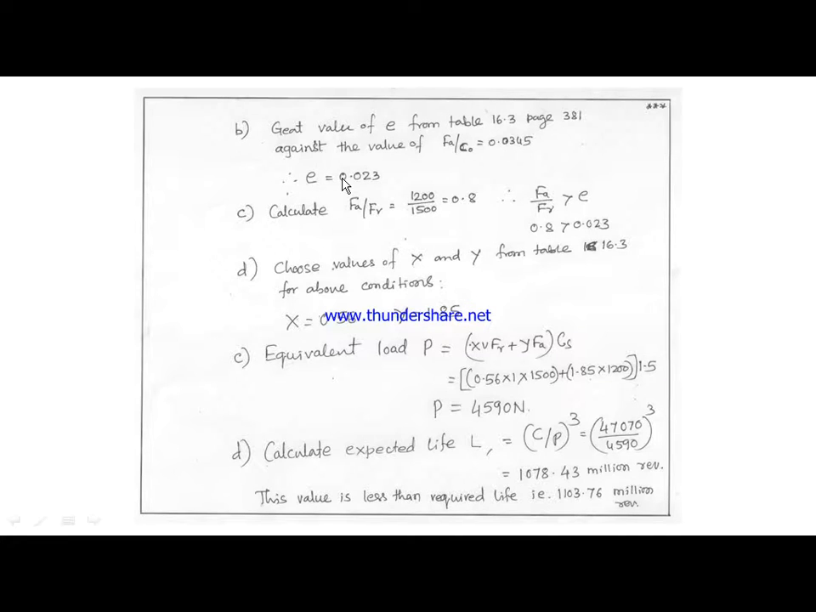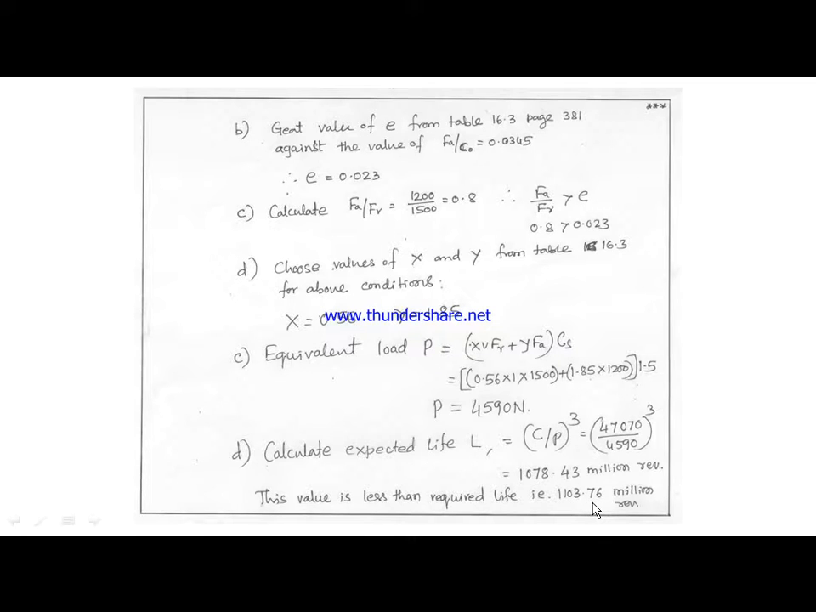Compare this with the value of e. So Fa by Fr ratio is greater than e. For this condition, get the value of X and Y for this bearing. There X equal to 0.56 and Y equal to 1.85. Calculate the equivalent load: 4590 Newton. Then calculate the expected life L, which is 1078.43 million revolutions, but the actual required life is what? 1103.76 million revolutions. So this life is less than the given life.